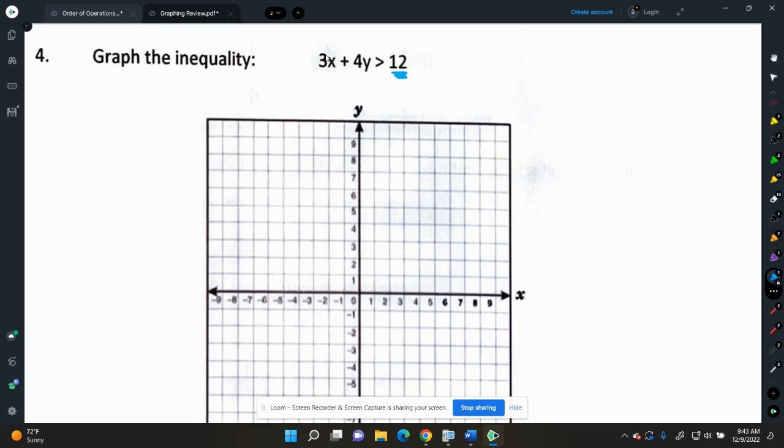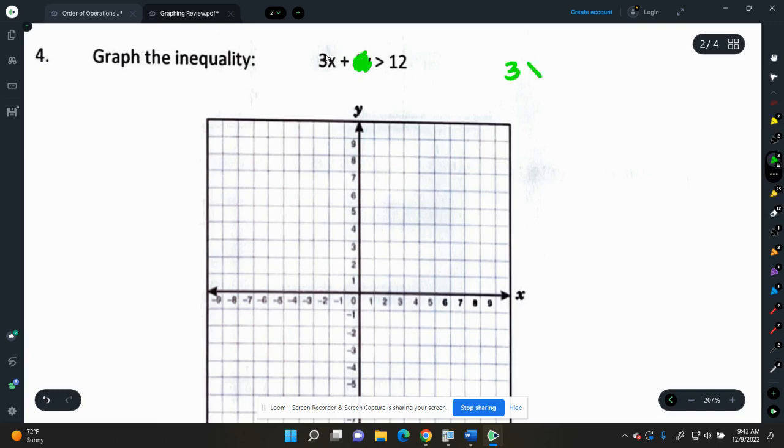So it's going to be pretty easy to use my x and y intercepts here. For our x-intercept, we're going to cover over the y. So I'm ignoring the inequality right now. 3x equals 12, which means x equals 4. So I'll put that on my x-axis.